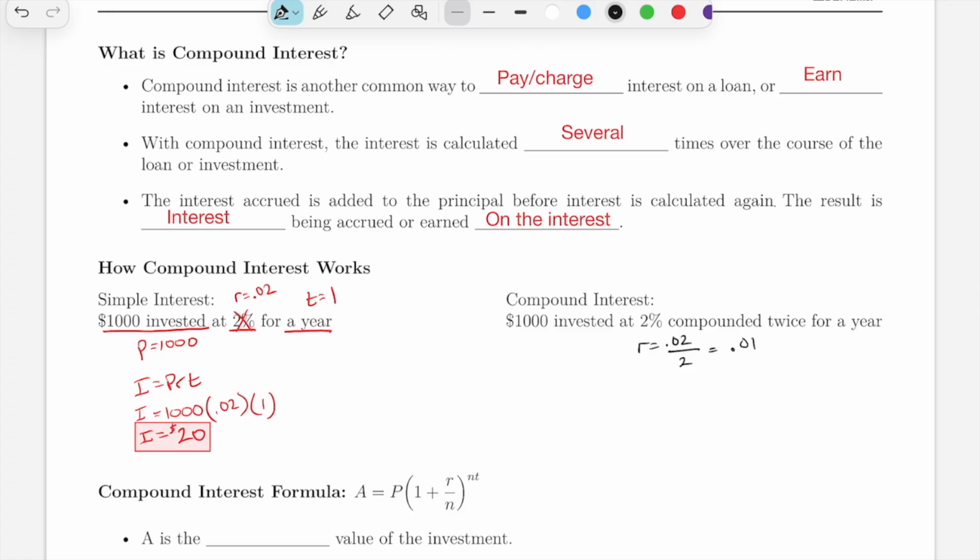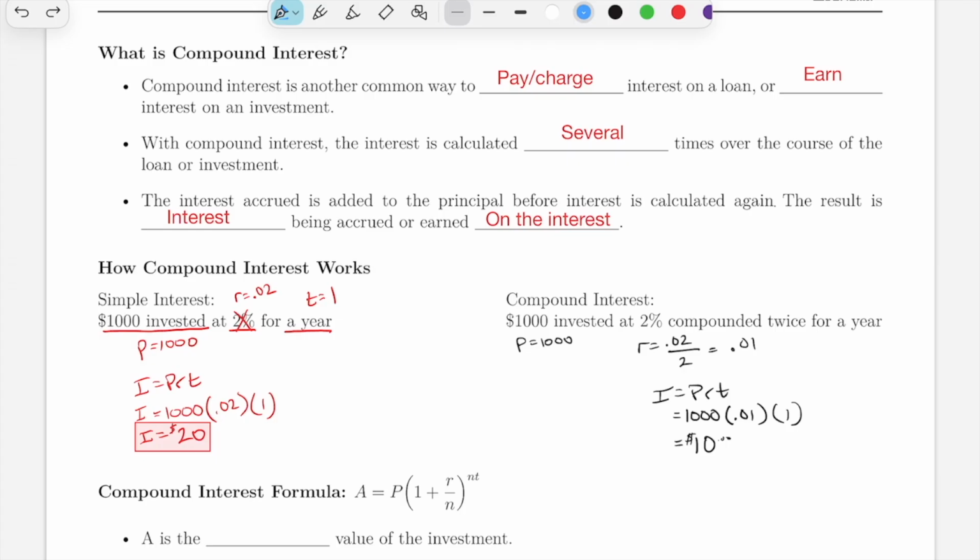So let's get this plugged into our formula where P is our 1,000, and then we're going to do this for one time period, so to speak. So I equals PRT. So at the end of the first period, or at the end of 6 months or half a year, we have about $10 worth of interest. And that should be kind of what you would expect, because we know that under simple interest, we get $20 for the course of the whole year. So it would make sense that over the course of half a year, we would get half that.